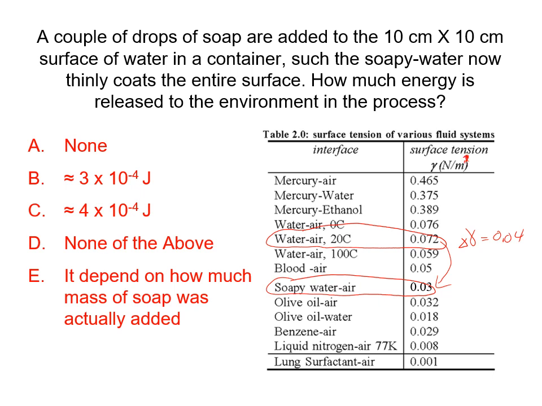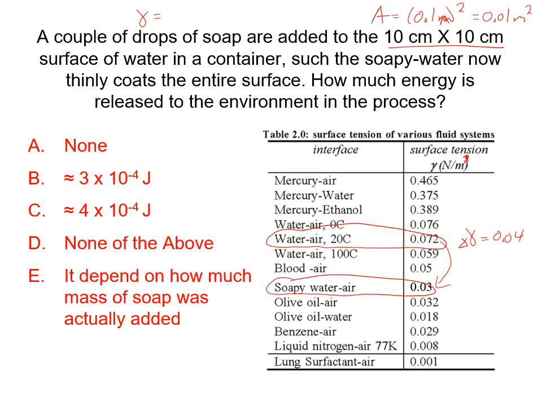Now the area here is 10 centimeters by 10 centimeters, so you actually have to do a unit conversion because we want to work in meters. So 10 centimeters is 0.1 meters, and squared that works out to 0.01 meters squared. Make sure that you convert units before you square them, because once you start squaring things, it can become complicated.